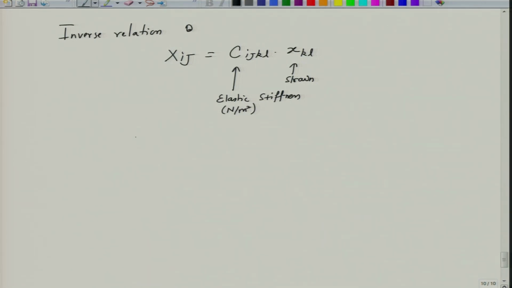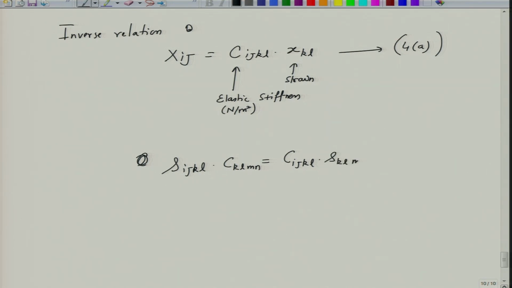Okay. So, now that you have elastic, let us say this is equation 4A. We know that these two equations are related to each other. As a result, we can relate the stiffness and the compliance using the relation: small s_ijkl into small c_klmn is equal to c_ijkl into small s_klmn, and this is equal to delta_im into delta_jn.